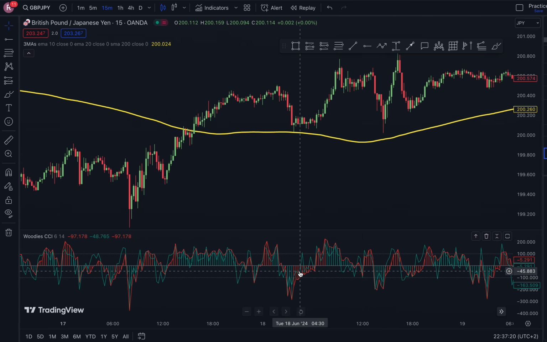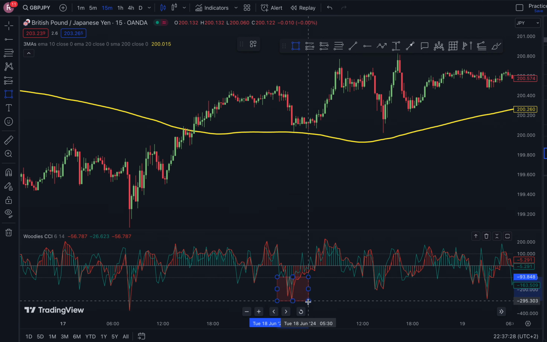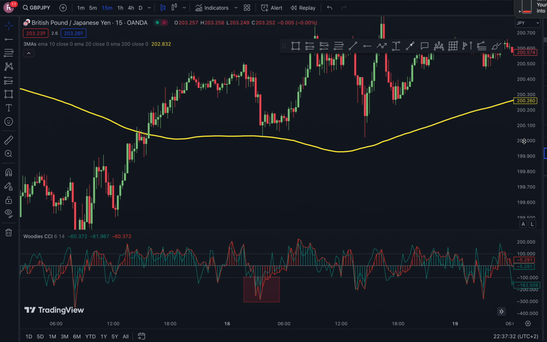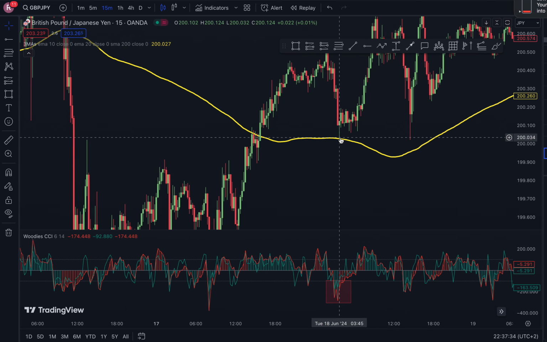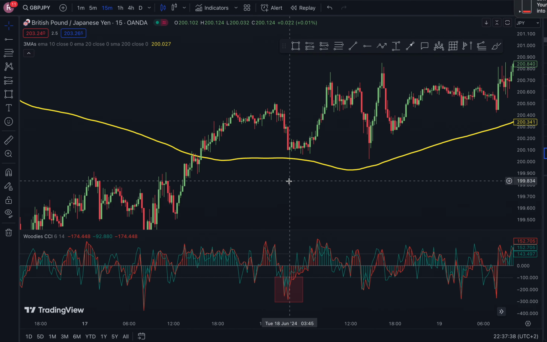So whenever price breaks through our negative 100 line, which is right here, negative 100, when price breaks through, that means we're oversold, and we want to start looking for buys.